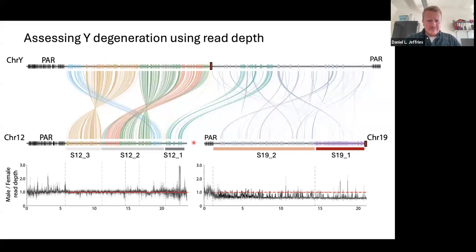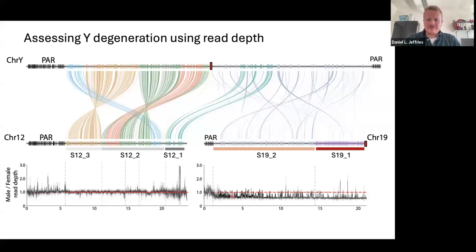What you tend to do when you're trying to identify strata is to compare, initially, male and female read depth along the sex chromosome, looking for regions, as you see here in chromosome 19, where the male has considerably lower read depth than the female. So this is just the male over female read depth ratio that we're plotting here. Anything below this red line is essentially missing in males.